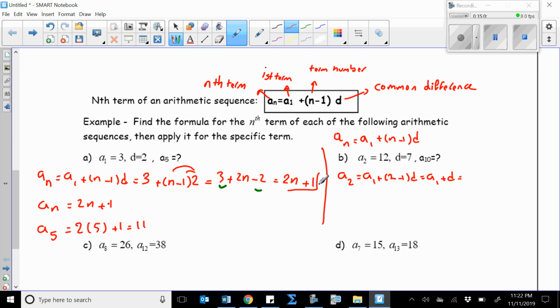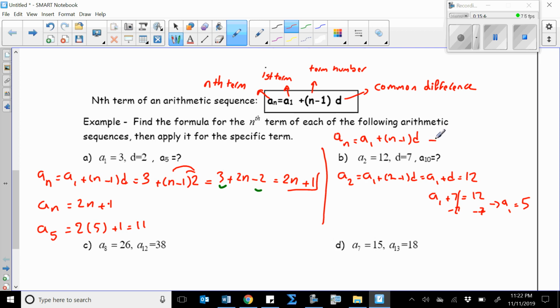Okay. And that's equal to 12 because we said A2 is 12. And we also know that D is 7. So A1 plus 7 is equal to 12. So from here, if I subtract 7 from both sides, A1 will be equal to 12 minus 7, which is 5. So we found A1 here.